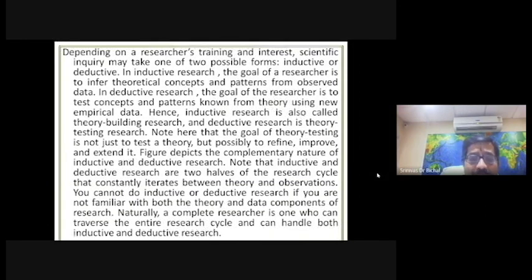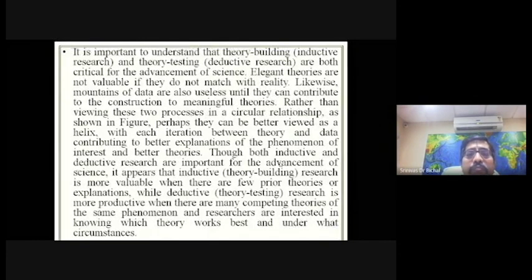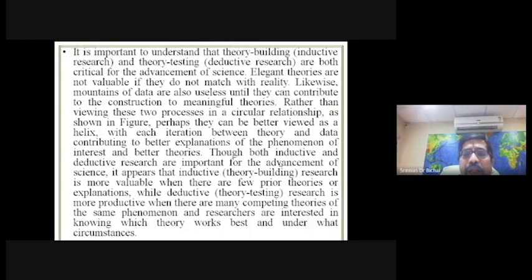Then there is something called a research cycle. What is that research cycle? I'll just show you. That is, again, theory building and theory testing. Somebody has proposed a theory, you can test it. That is also research. Once you test it, if the theory is okay, it's okay. If it is wrong also, you can say it is wrong. Either way, it is research.